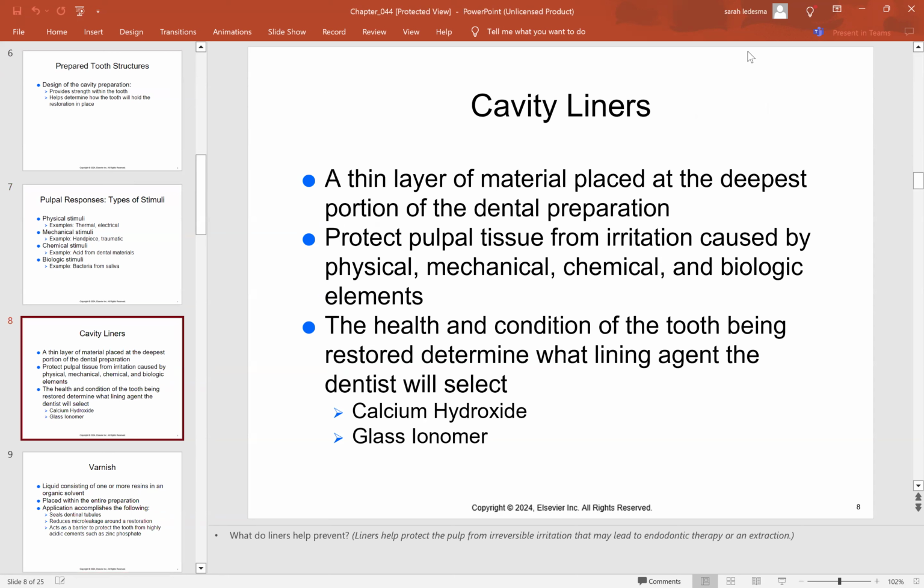We'll first talk about cavity liners. This is a thin layer of material that's placed at the deepest portion of the dental preparation. This is used to protect the pulp from irritation caused by the stimuli that were talked about in the last slide. The health and condition of the tooth being restored determine what lining agent the dentist will select from calcium hydroxide or glass ionomer.